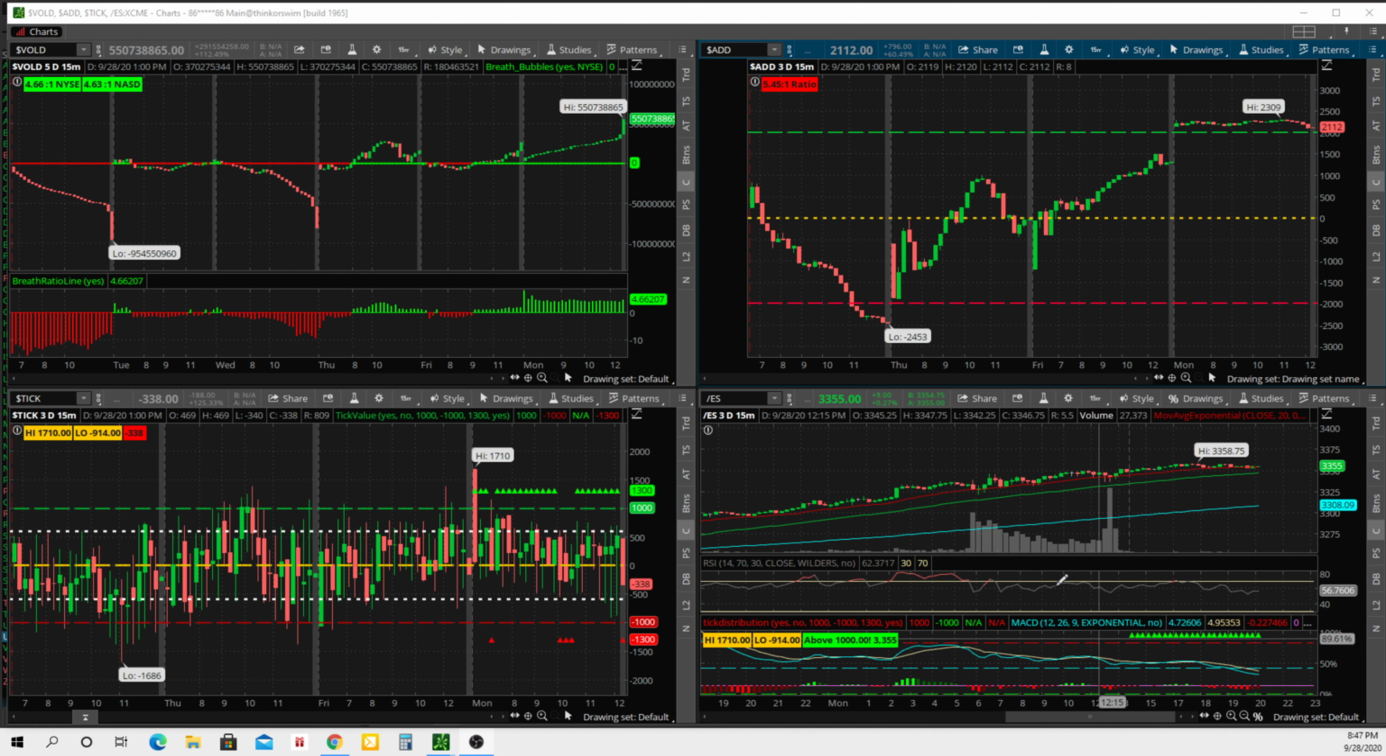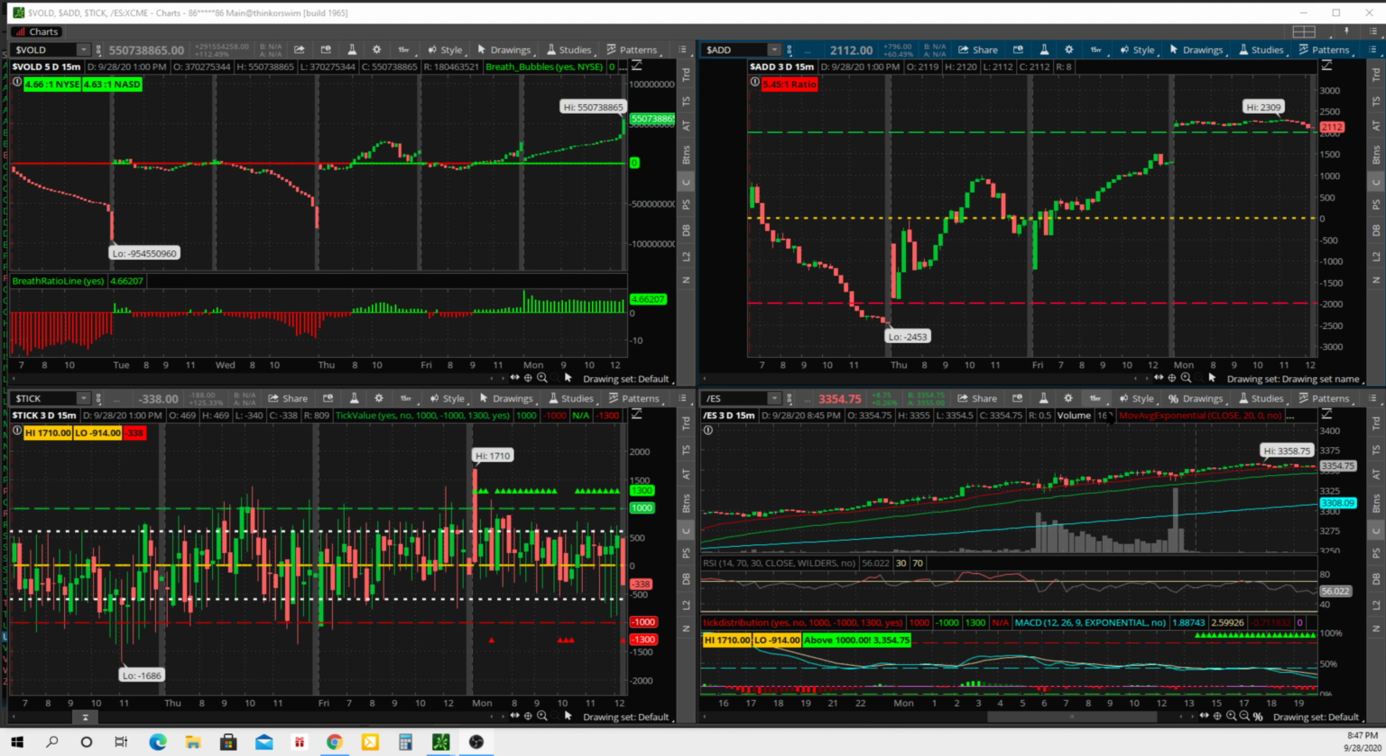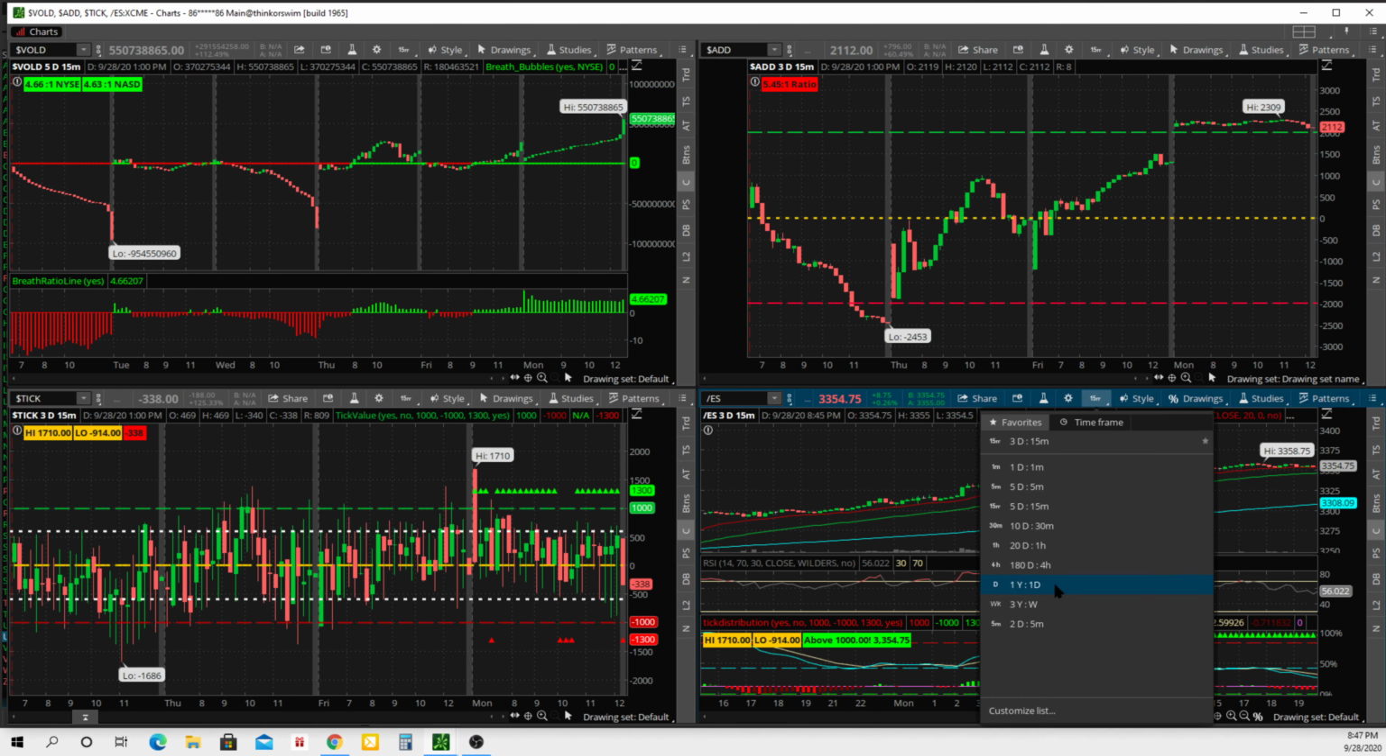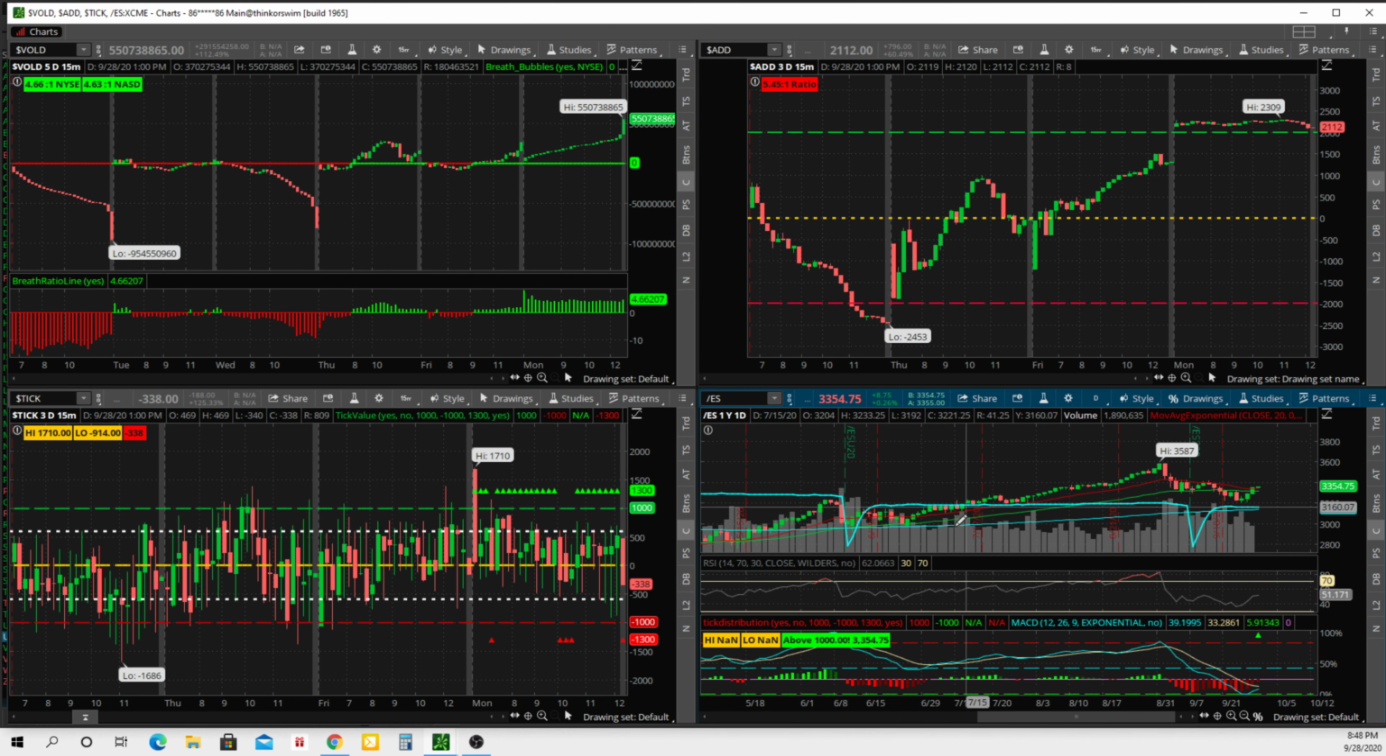So, for instance, I always have my chart. I call this a quad. Quad means 4, so this is my quad box. And my quad box always has the futures ES, which is the mini futures, just to give me an idea of exactly how the day is going, right?